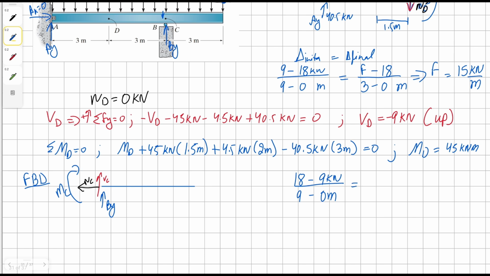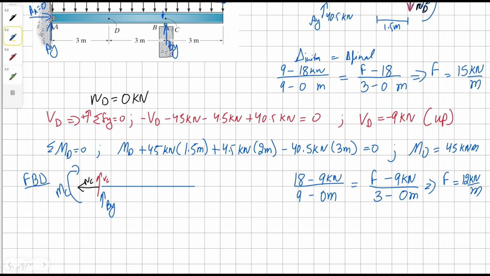And then for the final, we don't know what the value is, but we do know that our initial value is 9 kilonewton divided by final will be 3 meters away, and initial is 0 meters away, all equals to 0. And solving for value F, we get our solution as 12 kilonewton per meter.